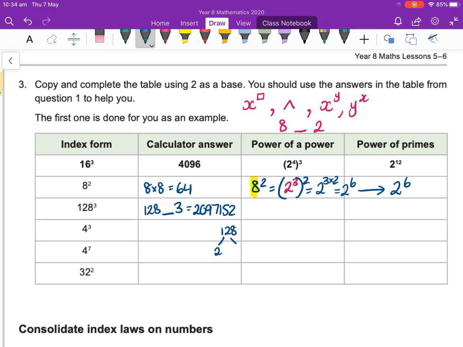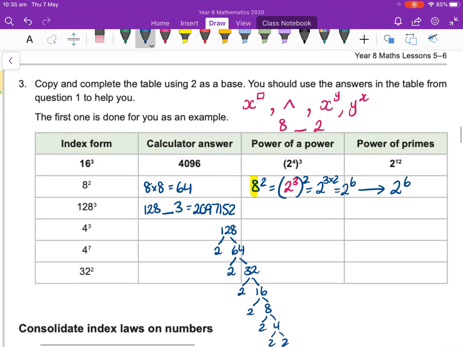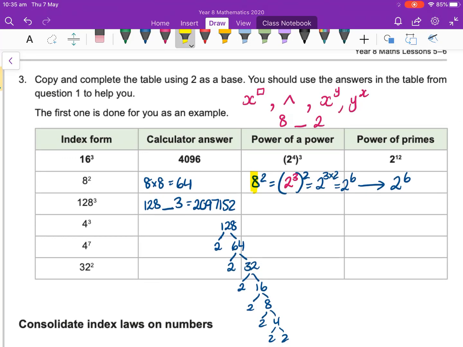So you might go, okay, 2 into 128 is 64. Then you have to break up the 64. That'll be 2 and 32. 32 is 2 and 16. 16, 2 and 8. 8, 2 and 4. And then your 4 is 2 and 2. So how many 2's do we have? 1, 2, 3, 4, 5, 6, 7. So we can write 128 as 2 to the power of 7.